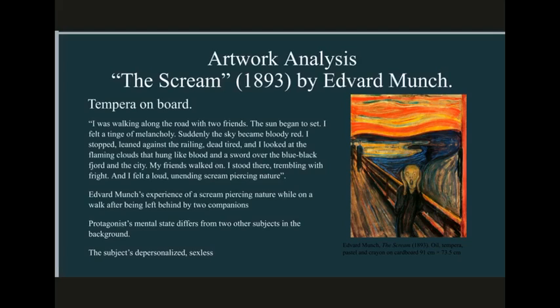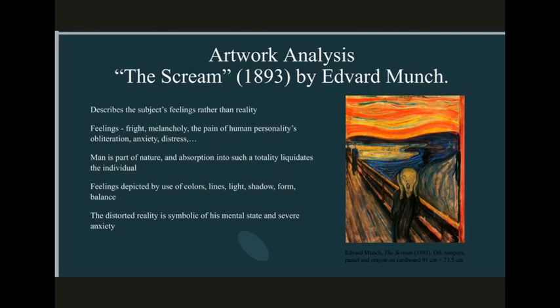Significantly, although it was Munch himself who underwent the experience depicted, the main subject does not resemble him or anyone else. The creature in the foreground is depersonalized and made sexless. So, how does it reflect Expressionism's characteristics? The artwork describes the subject's feelings rather than reality, and these feelings include fright, melancholy, the pain of human alienation in the modern world, anxiety, and distress.